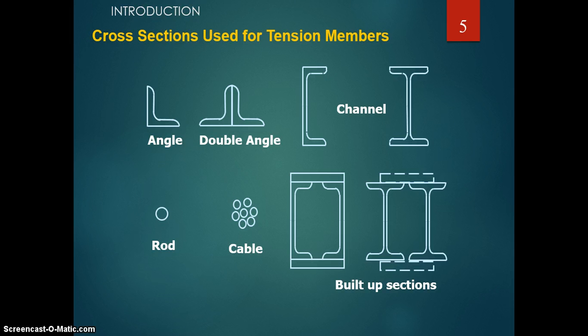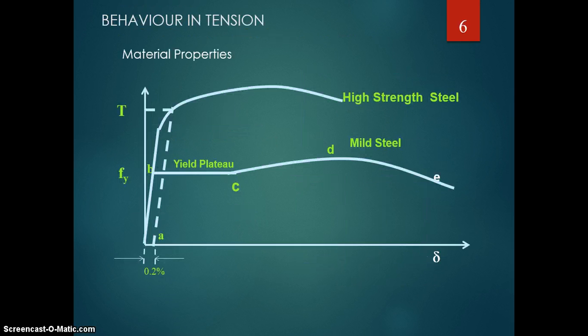built-up sections. A built-up section is nothing but a section formed using two or more sections. The sketch shows two channel sections placed face to face, with two cover plates above, connected with a bolted or welded connection. The second built-up section is two I-sections with a top cover plate and bottom cover plate. These are the commonly used sections as tension members. Then the behavior of the tension member, how the steel behaves.